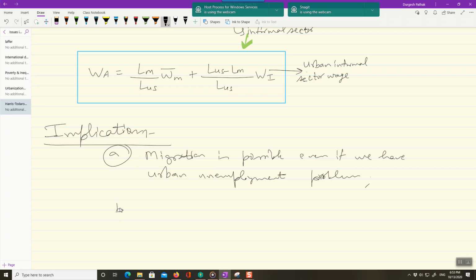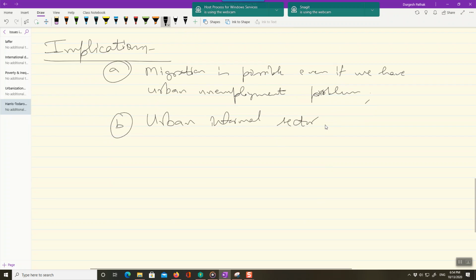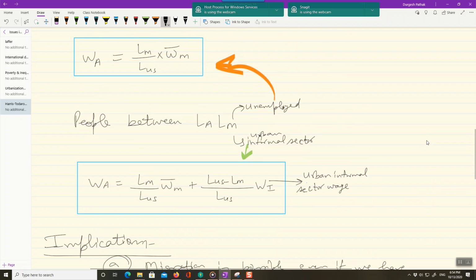So this is possible. The second thing is that whenever we have a rural-urban wage differential and people are migrating, an urban informal sector will come up. The urban informal sector is almost inevitable. Now there can be some very interesting extensions of this model.